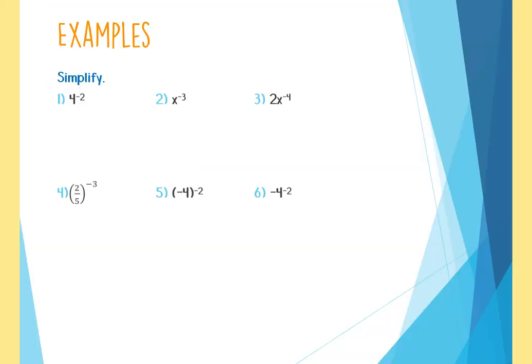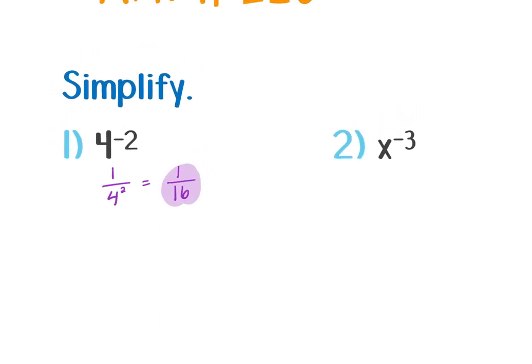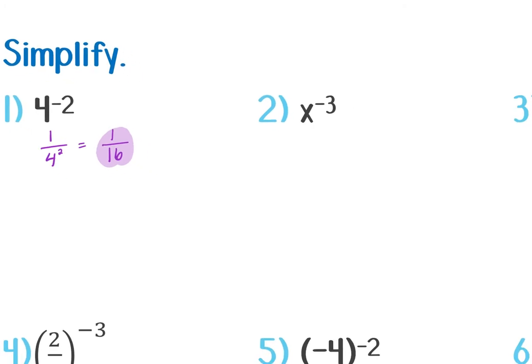All right, so we're going to work through some examples, and the directions here just say to simplify. By simplify it with negatives, it's implying that you eliminate the negative exponent. So for number 1, that's 4 to the negative 2. I'm going to put that as 1 over 4 to the 2nd power, and then we can go a step further there and make that 1 over 16. X to the negative 3rd would be 1 over x to the 3rd.